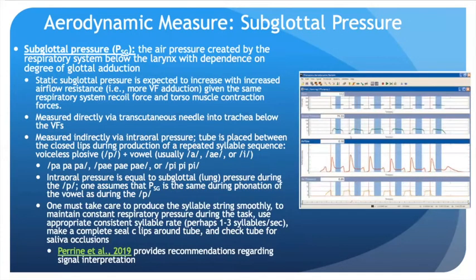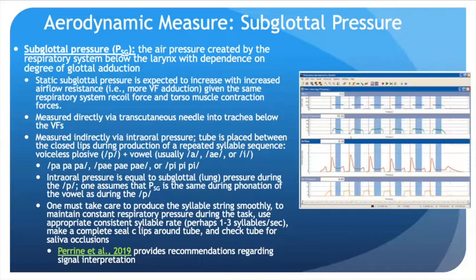So subglottal pressure is the air pressure created by the respiratory system below the larynx, with dependence on degree of glottal adduction. Static subglottal pressure is expected to increase with increased airflow resistance, that is, more vocal fold adduction, given the same respiratory system recoil force and torso muscle contraction force. This is directly measured via a transcutaneous needle into the trachea below the vocal folds. However, this is very invasive, so we don't do this very often.